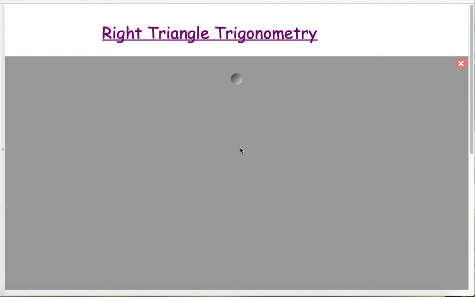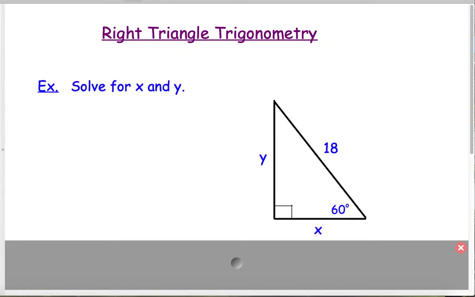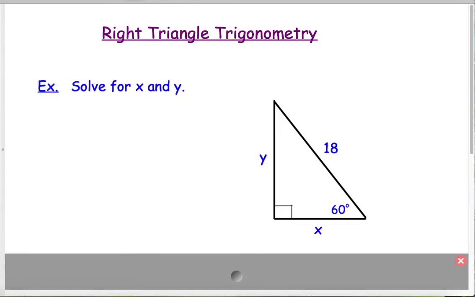So we're going to look at some examples and then applications of using right triangle trigonometry. Let's start with a fairly straightforward problem. We have a right triangle. We want to solve for x and y. We want to find the missing sides.